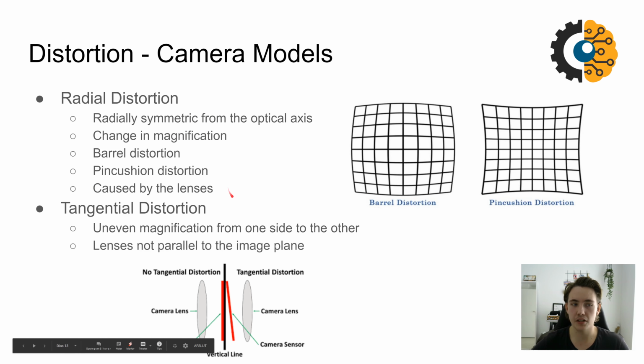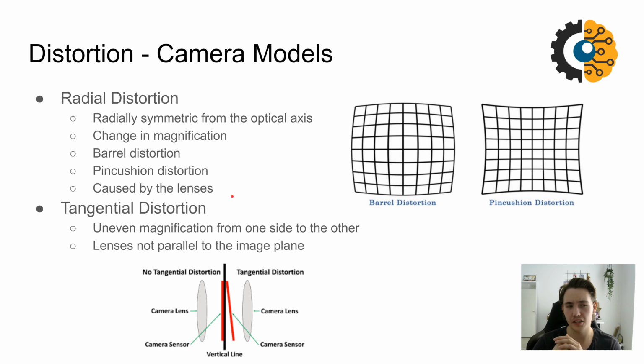We can also have distortion when we're talking about our camera models. We can have radial distortion, which is radially symmetric from the optical point, which is around here, and then it's a change in magnification. One of the examples of distortion in the camera model is barrel distortion and pincushion distortion, and they're often caused by the lenses.